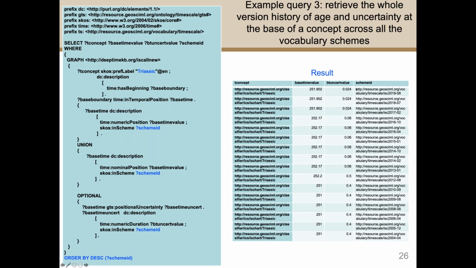The result you can see is on the right. So by using this SPARQL query, we can get a whole list of the base boundary time and the base boundary time uncertainty of Triassic along all those versions. As long as they are recorded in the vocabulary, we can find it out.